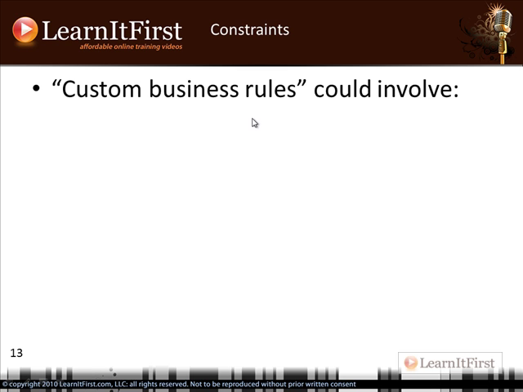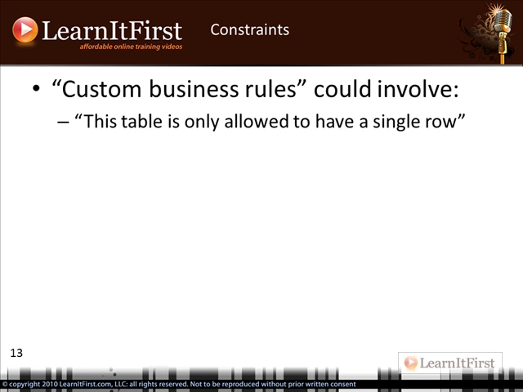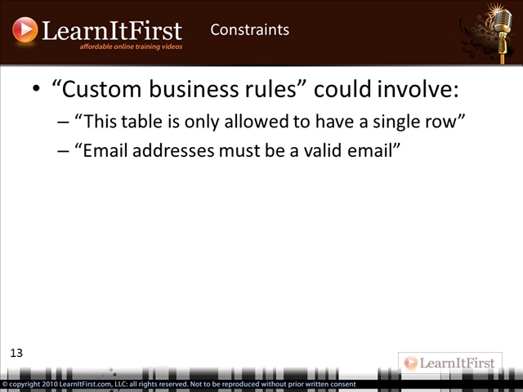Now, the custom business rules aspect here, what about this? Do you have any tables in your database that are only allowed to have a single row? I do. I have several metadata tables. They're configuration tables. They're only allowed to have a single row. Okay? That would be a custom business rule for that table.